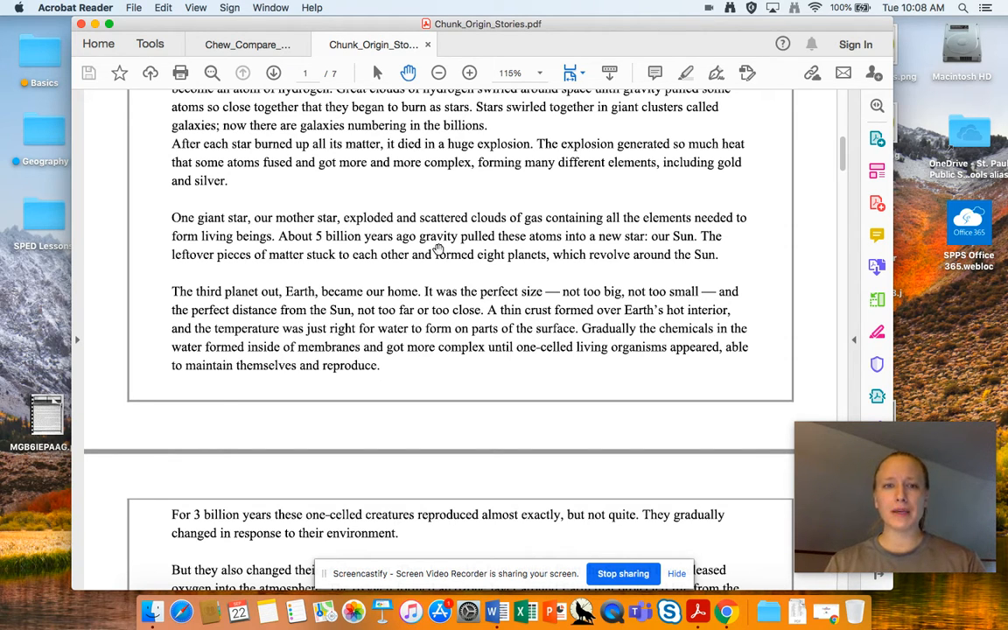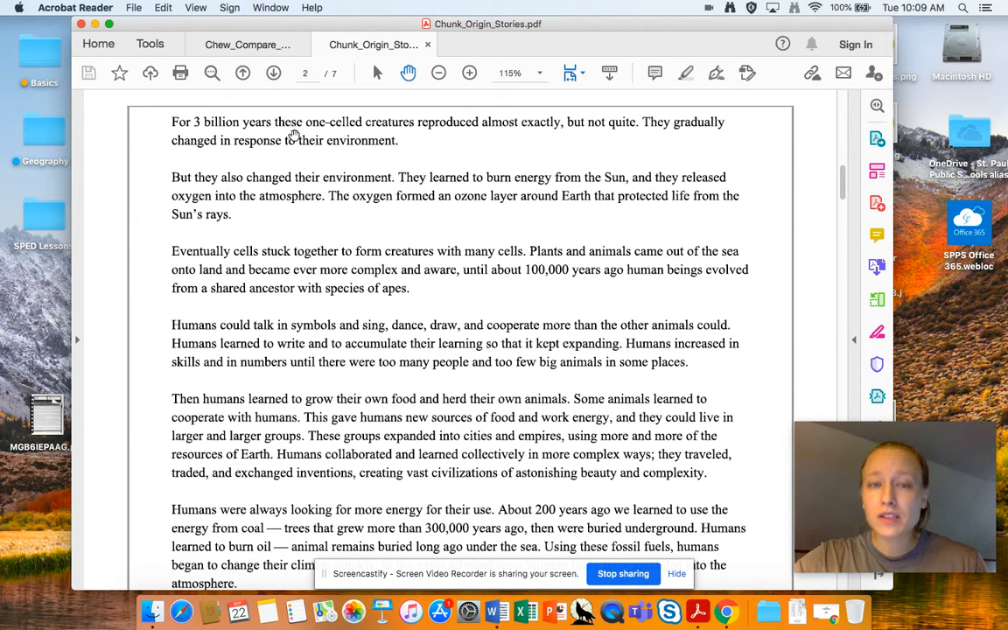The leftover pieces of matter stuck to each other and formed 8 planets which revolve around the sun. The third planet out, Earth, became our home. It was the perfect size, not too big, not too small, and the perfect distance from the sun. Not too far or not too close. A thin crust formed over Earth's hot interior, and the temperature was just right for water to form on parts of the surface. Gradually, the chemicals in the water formed inside of membranes and got more complex until one-celled living organisms appeared, able to maintain themselves and reproduce.